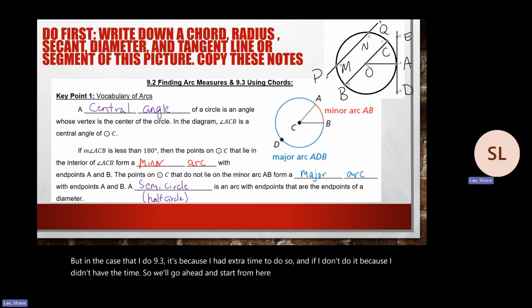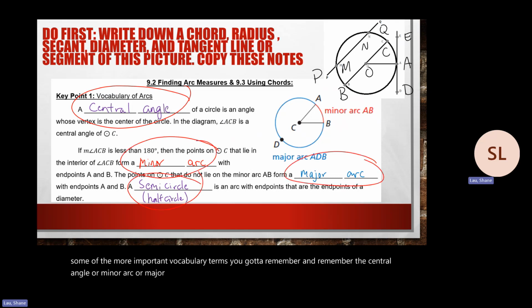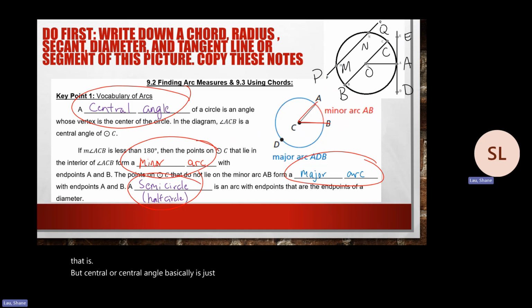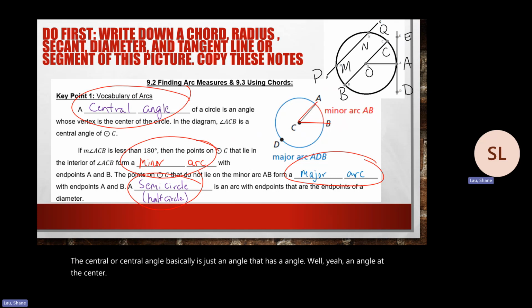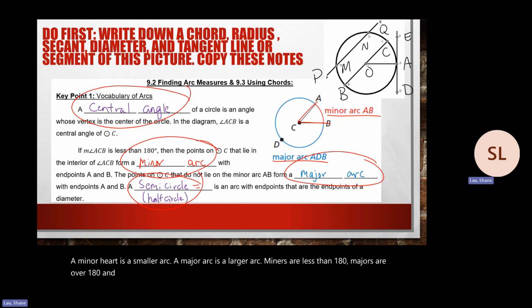Okay, some vocabulary terms, definitely some of the more important vocabulary terms you gotta remember: the central angle, minor arc, major arc, and semicircles. You can read exactly what all that is. A central angle is basically an angle at the center. A minor arc is a smaller arc, a major arc is a larger arc. Minors are less than 180, majors are over 180, and semicircles equal 180. So make sure that you know those differences.